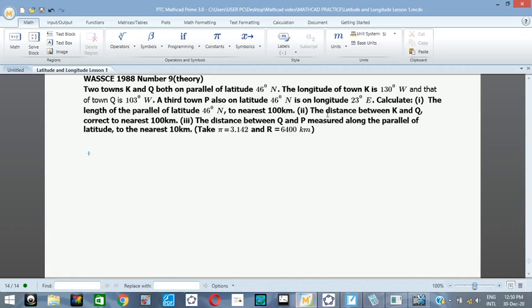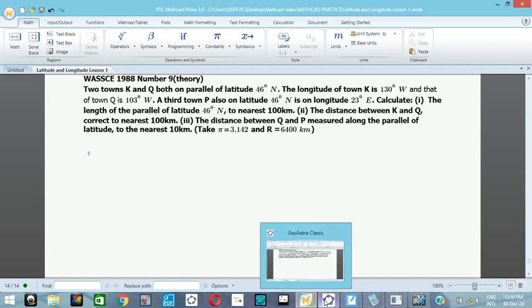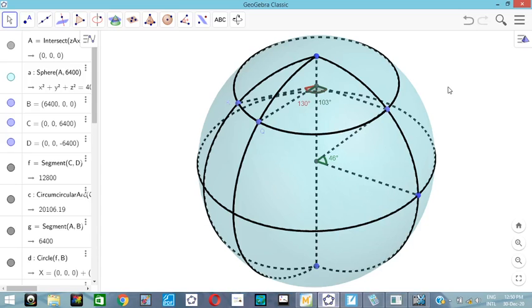But let's see what the question wants us to do next. It talks of another town. It says a third town P, also on latitude 46 degrees north, is on longitude 23 degrees east. So there's another town. Let's locate that town, which is town P. It's also standing on this latitude, 46 degrees north, but it's on 23 degrees east. So we can locate that also. Let me locate it here.